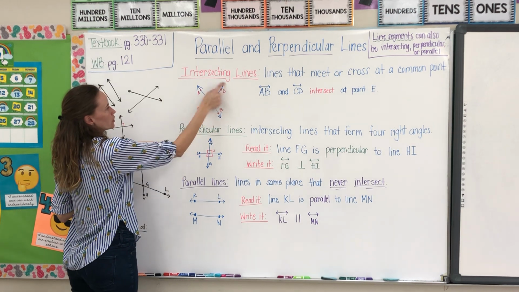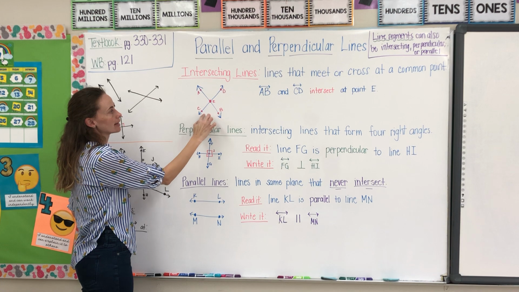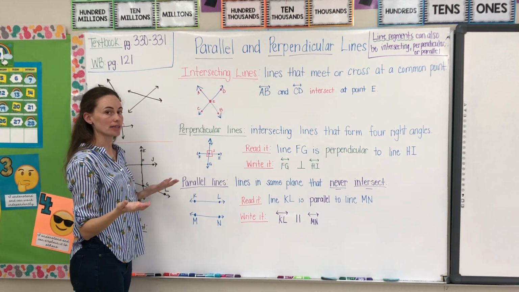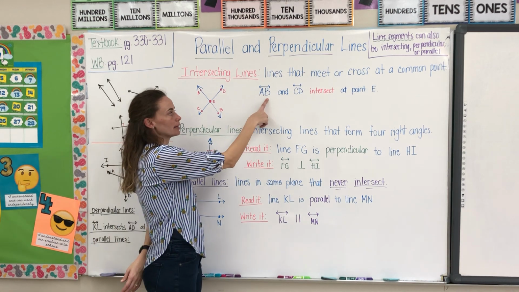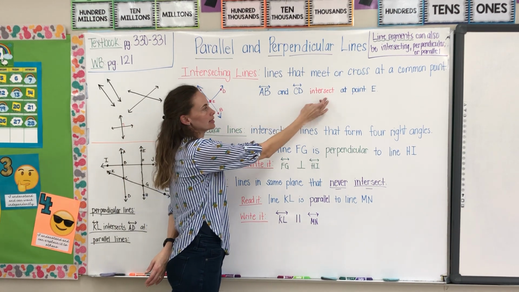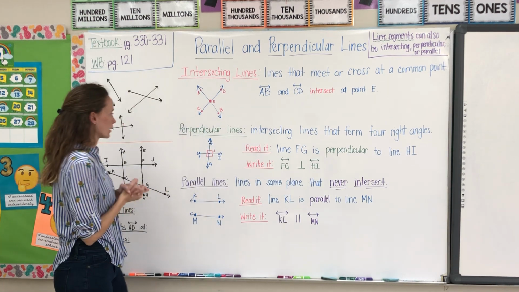So if, for example, we have this example, we have line AB and line CD, and the point that they cross is at point E. So you would write it, line AB and line CD intersect at point E. It's where they cross, okay?